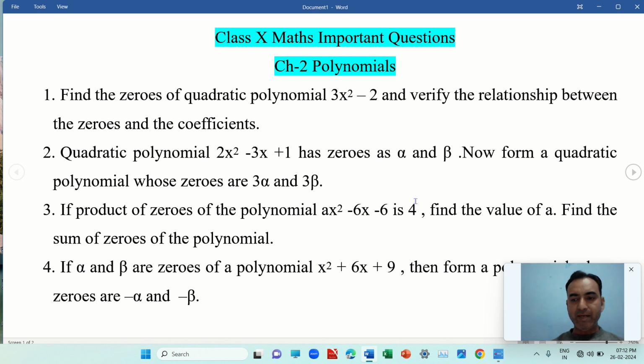Today we are going to revise chapter number 2, polynomials. Here I am discussing important questions related to the exam.